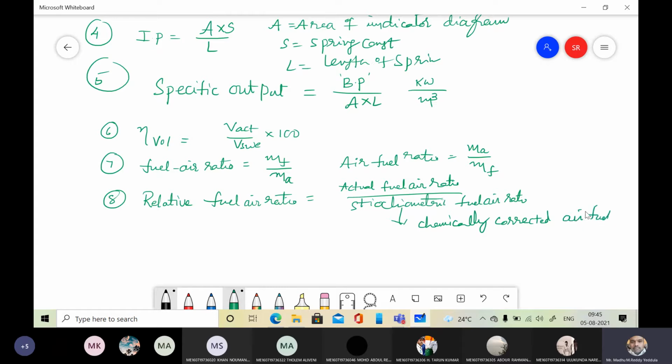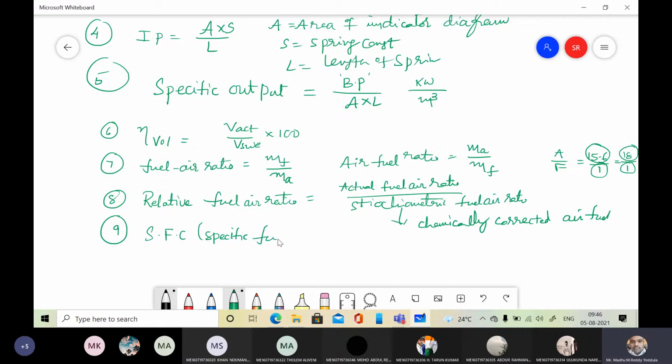The chemically correct air fuel mixture is called the stoichiometric ratio, and this value will be around 15.6 for the petrol engine and around 18:1 for the diesel engine. So that is the air fuel ratio, mass of air by mass of fuel: 15.6 by 1 for petrol engine and approximately 18 by 1 for diesel, meaning 15.6 parts of air mix with 1 part of fuel, and 18 parts of air mix with 1 part of fuel in diesel. Okay, and next, specific fuel consumption, SFC.